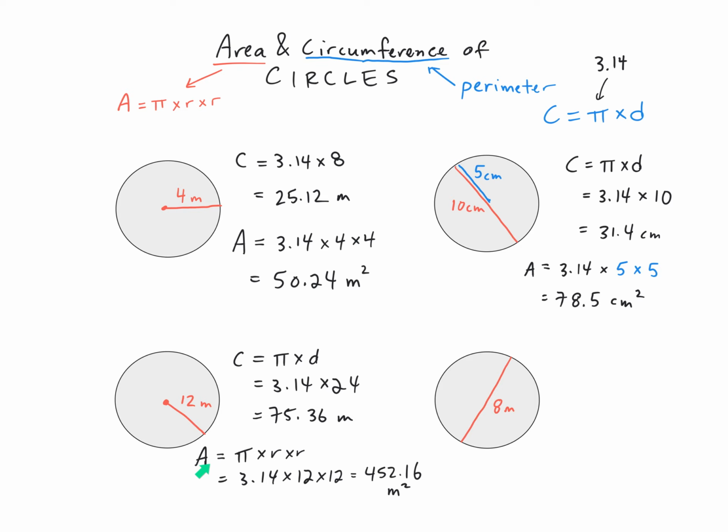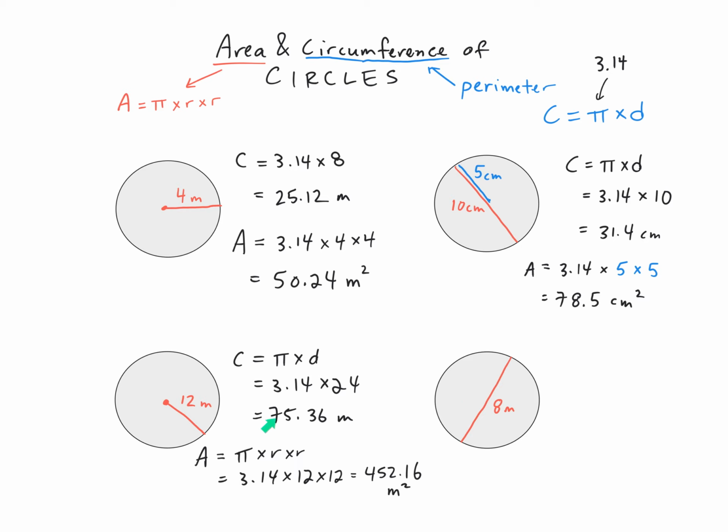The area of this circle would be pi times the radius times the radius, 3.14 times 12 times 12, which gives us 452.16 meters squared. Okay. Now for this last one here, I gave you the diameter. So we know the radius is half of it, which would be 4. Okay. So we can calculate this, or do you see anything else on this page that looks like it might be some sort of coincidence of something?